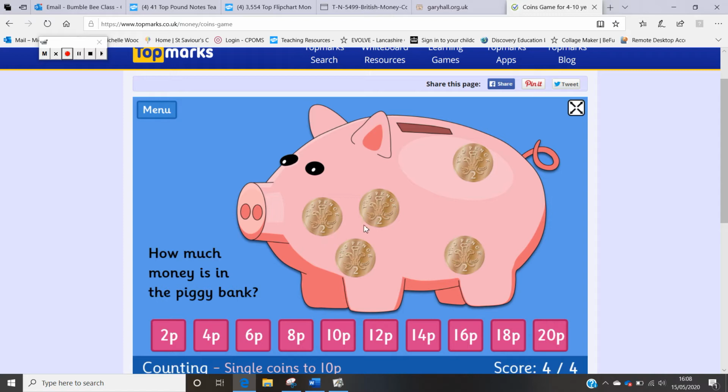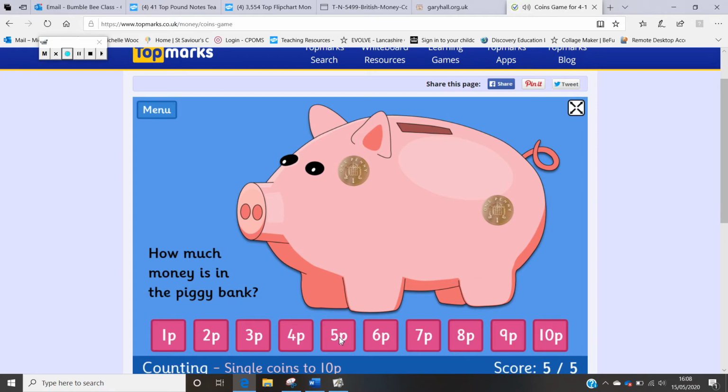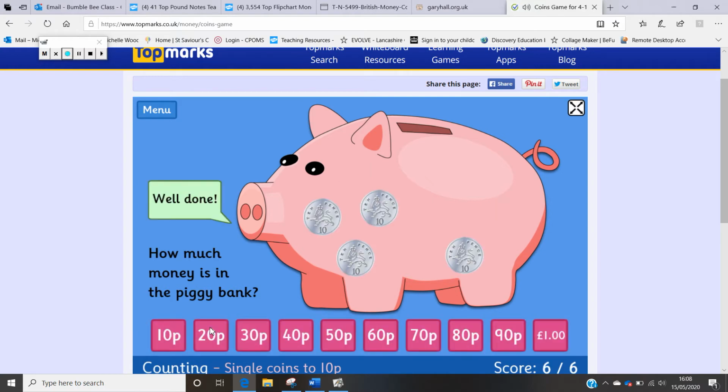We've got 2, 4, 6, 8, 10. So counting in your steps of 2 there. So we have got 10p, so we need to select that one. Oh, and we're back to 1 pennies. That one looks really easy. We've got 1 penny and 2 pennies, which means altogether we have got 2 pence.